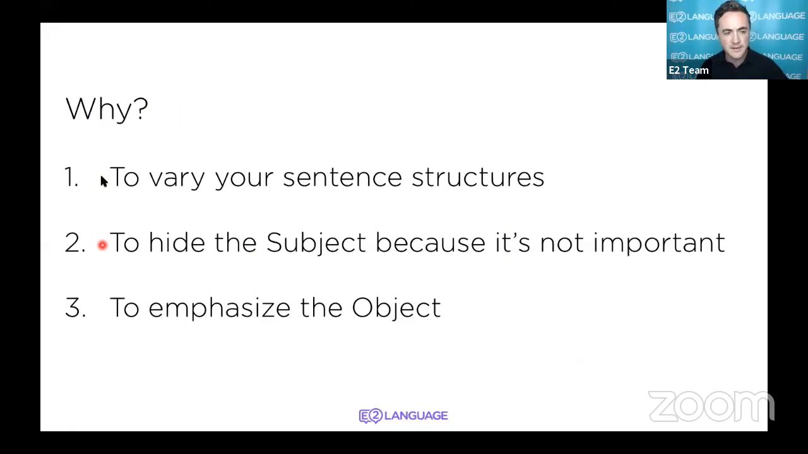But there's also another reason that we write a passive sentence instead of an active sentence, and that's to hide the subject, because the subject is not important, and we'll look at that next. And the third one is that, and this is similar to number 2, we want to emphasize the object. The object is more important than the subject, and we want to place emphasis on the object.